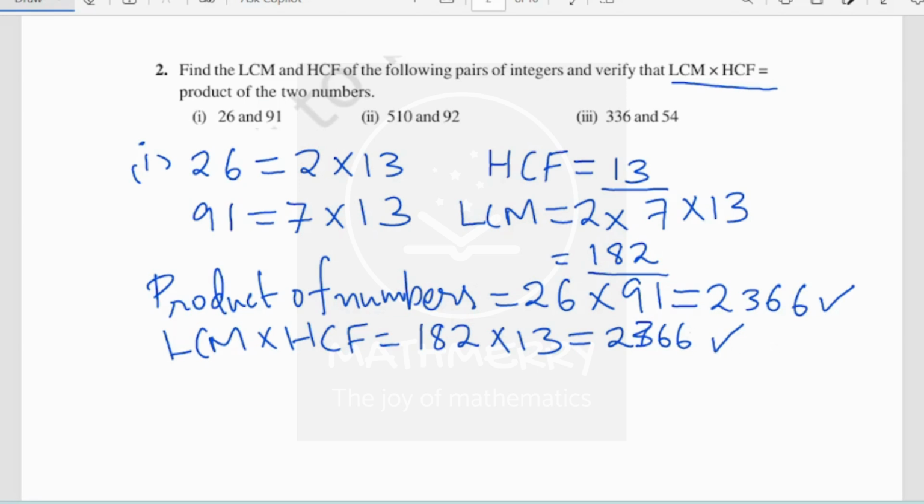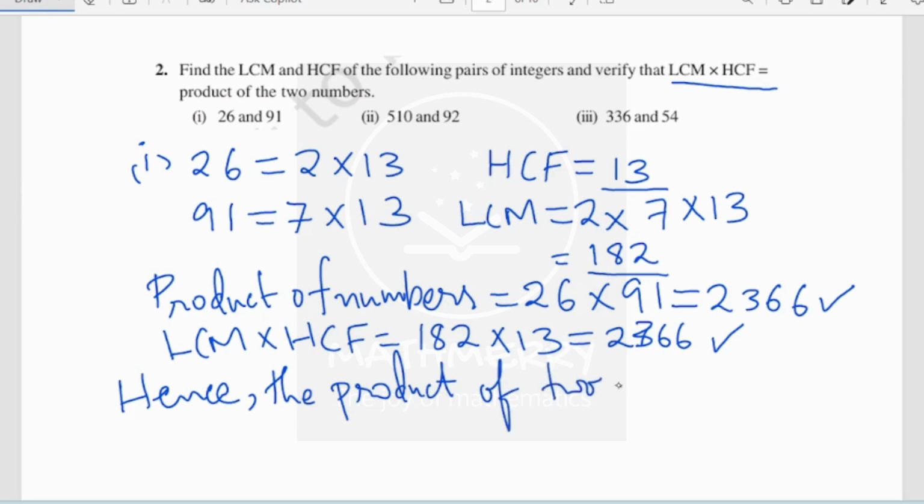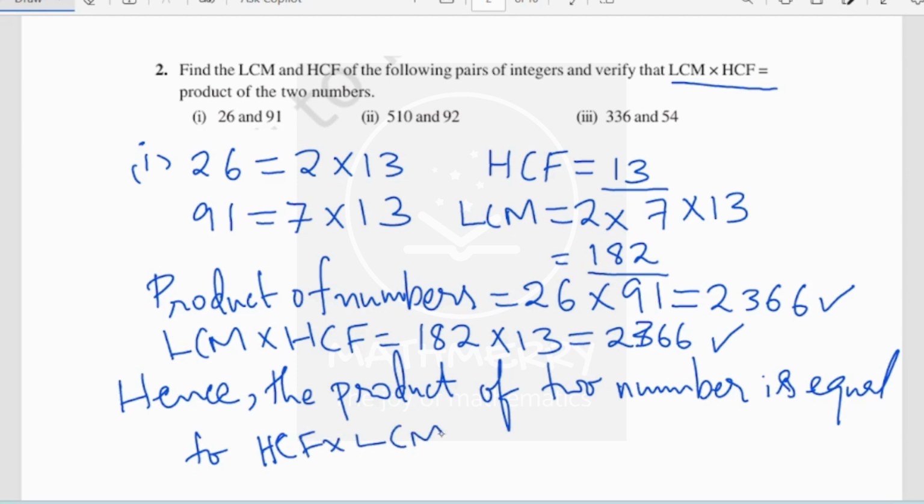So that means hence the product of two numbers is equal to HCF into LCM. So that's proved now. So hence it's equal.